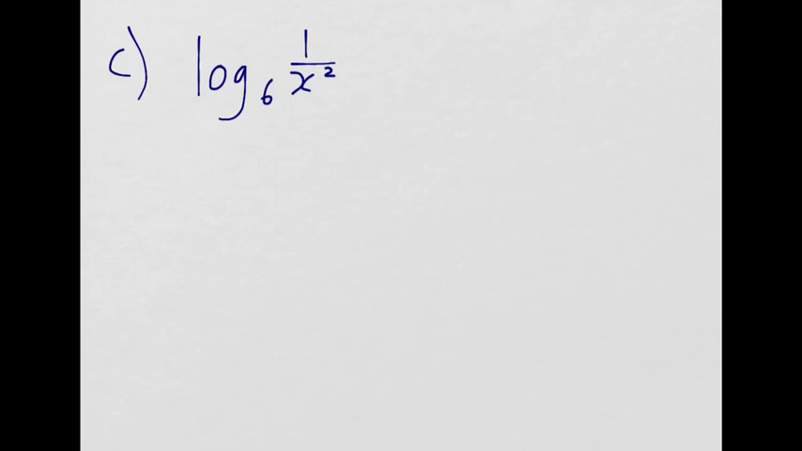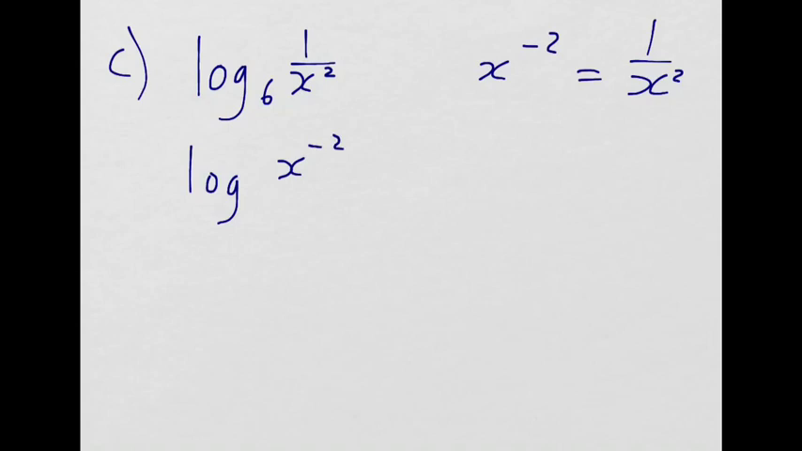X to the power of 1 over 2. X to the power of negative 2. Negative 2. Right? If I wrote x to the power of negative 2, that's the same thing as going 1 over x squared. So that's what I'm going to do. So I'm going to go log x to the negative 2 base 6.